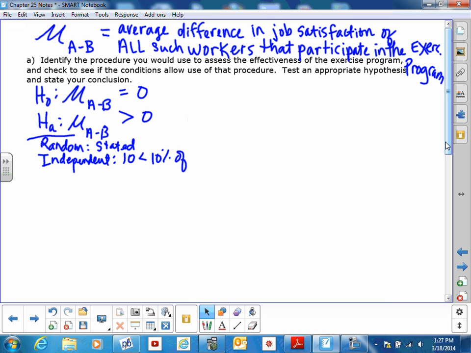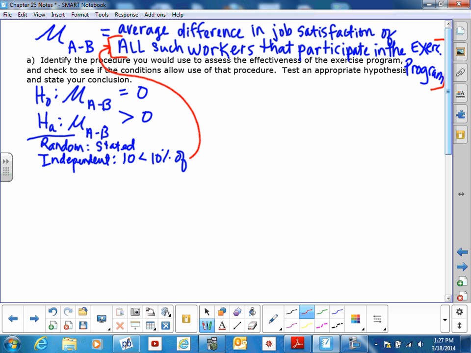Participating in that program. Yep. I'm going to be lazy right here for time and for room because I am running out of room. So for all such workers that participate in the exercise program, that 10 is surely less than 10% of all such employees that would be participating in the exercise program. Okay.